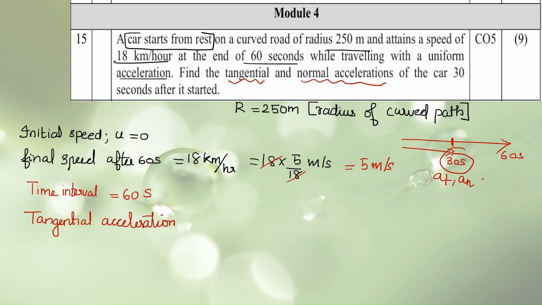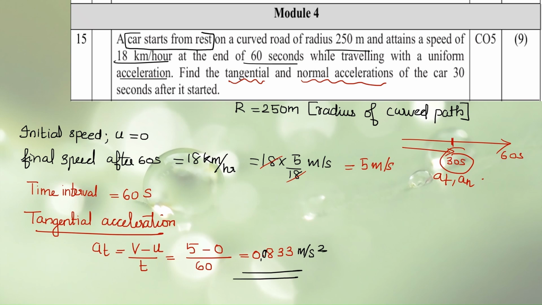What was the tangential acceleration equation? Tangential acceleration is equal to final velocity minus initial velocity divided by time t. Final velocity is 5 meter per second, that is 5. Initial velocity is 0 meter per second, that is 0, divided by time t. What was the total time? 60. So it is 0.0833 meter per second square. That is the tangential acceleration.